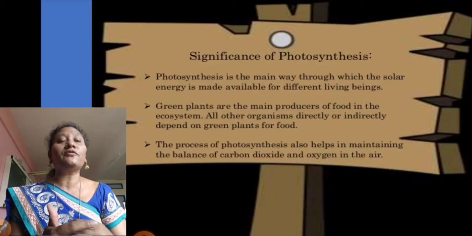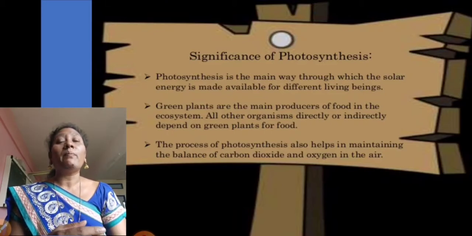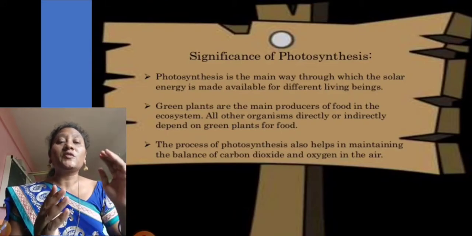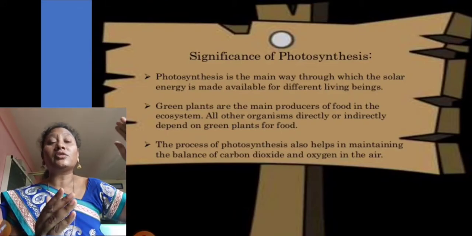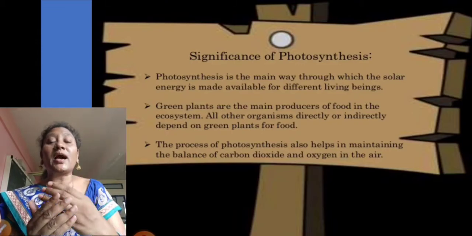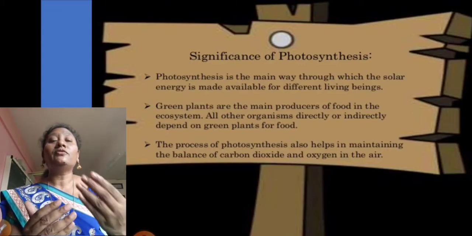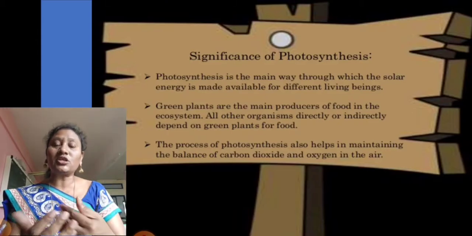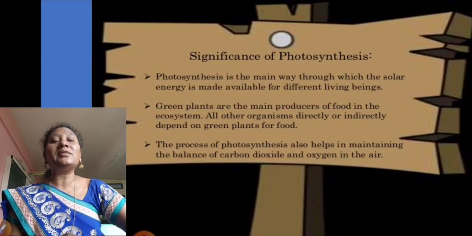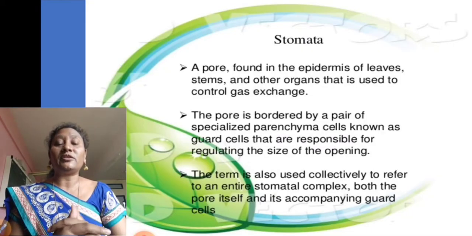The process of photosynthesis also helps in maintaining the balance of carbon dioxide and oxygen in the air. The increasing carbon dioxide in the environment is made use of by the plants, and that carbon dioxide is converted into food for the living world. So we can say that the process of photosynthesis helps in balancing the carbon dioxide level.